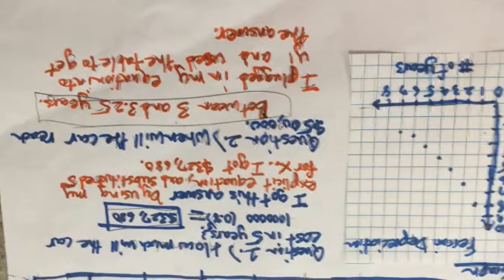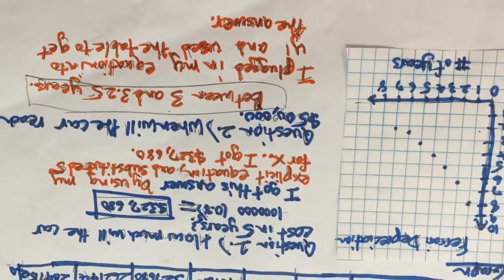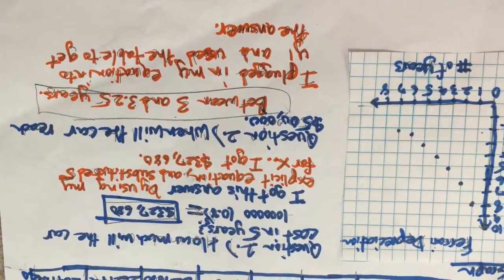And the second question was, when will the car reach 500,000? I said between 3 and 3.25 years. I put it in my equation into y1 and used the table to get this answer.